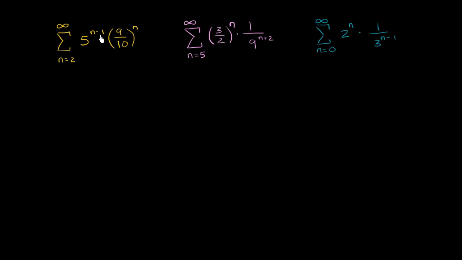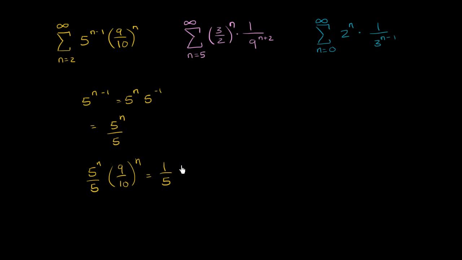So 5 to the n minus 1, that's the same thing as 5 to the n over 5. Or you could write it as 5 to the n times 5 to the negative 1, which is the same thing as 5 to the n over 5. And so 5 to the n over 5 times 9 over 10 to the n is equal to 1 over 5 times 5 times 9 over 10 to the nth power.